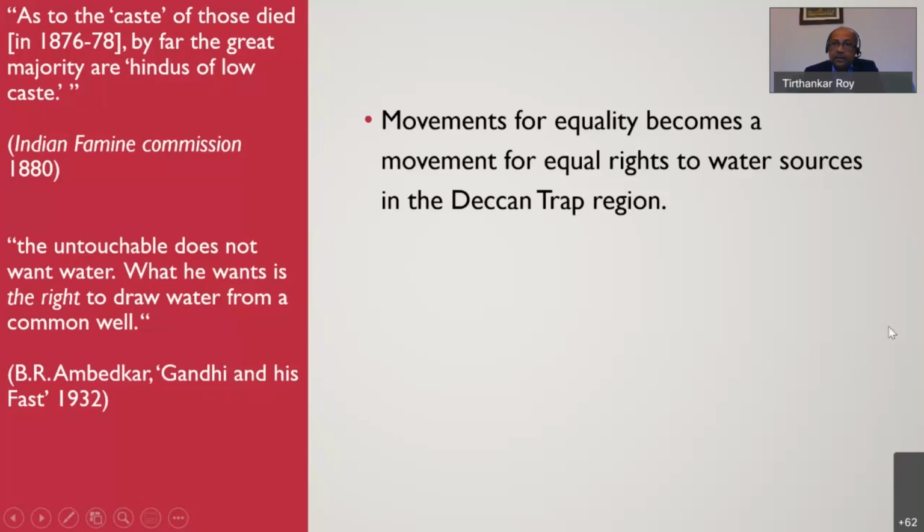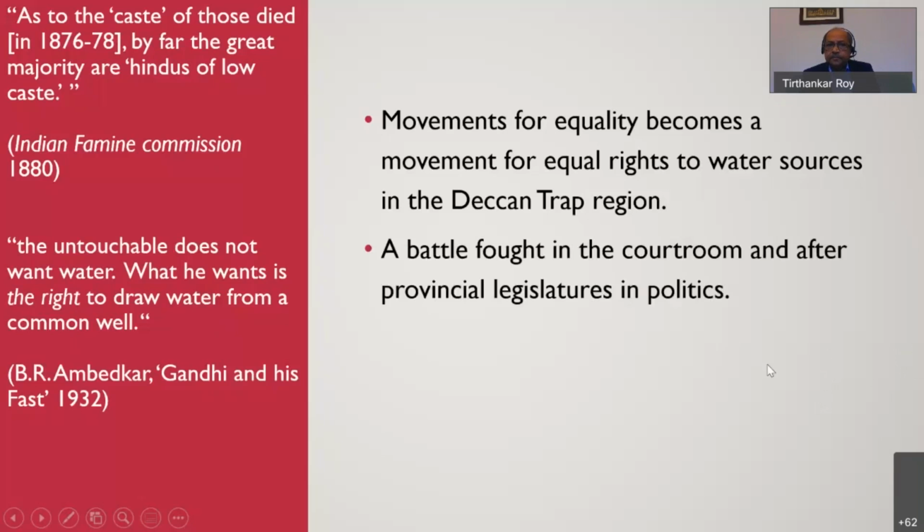And we all know that Ambedkar's big breakthrough happened in the Mahad Satyagraha, which was about access to a communal tank. Many of these battles were fought in the courtroom and, after provincial legislatures came into place, in the political plane as well.